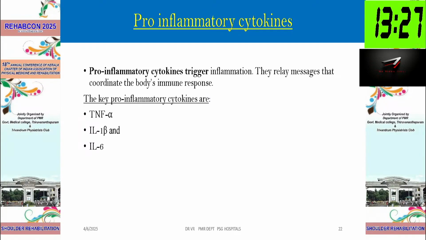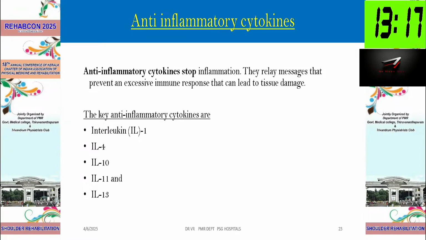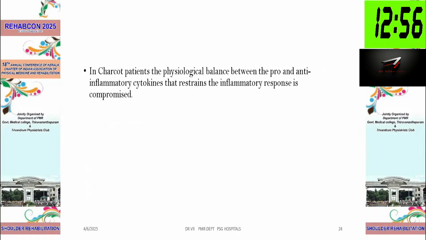The pro-inflammatory cytokines are tumor necrosis factor alpha, interleukin 1B, interleukin 6 that trigger the inflammation. The anti-inflammatory cytokines stop the inflammation. They are interleukin 1, 4, 10, 11, 13. You and me, normal persons, there's a balance between pro and anti-inflammatory cytokines. In patients with long duration diabetes and large fiber neuropathy, they have an imbalance. They have more pro-inflammatory cytokines that results in the signs of inflammation.